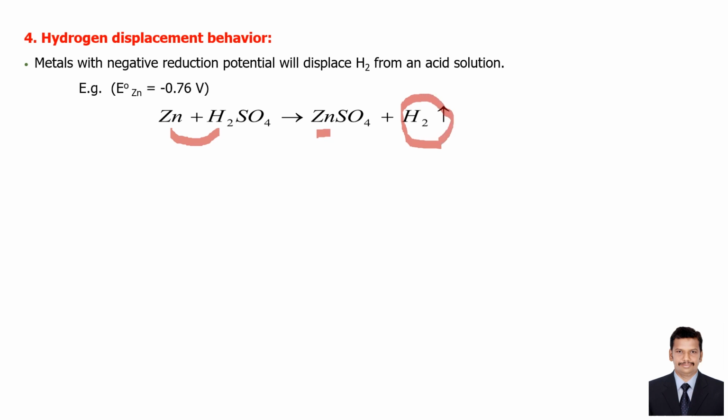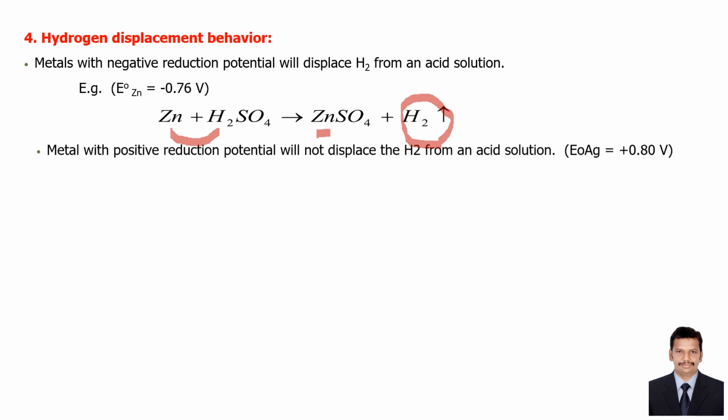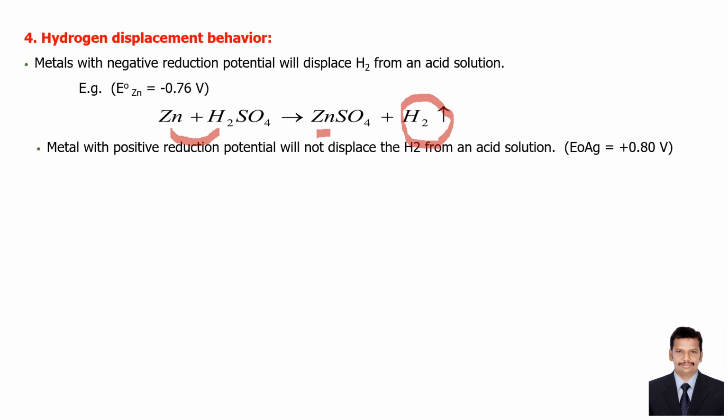A metal with a positive reduction potential will not displace hydrogen from an acid solution. We will see one more example, a metal with positive reduction potential. For example, shall we take silver? Silver electrode potential is plus 0.80. So a metal with a positive reduction potential will not displace hydrogen from an acid solution. Let us take the example of silver, which has plus 0.80 volt, and you can see this equation: silver plus H2SO4, no reaction.